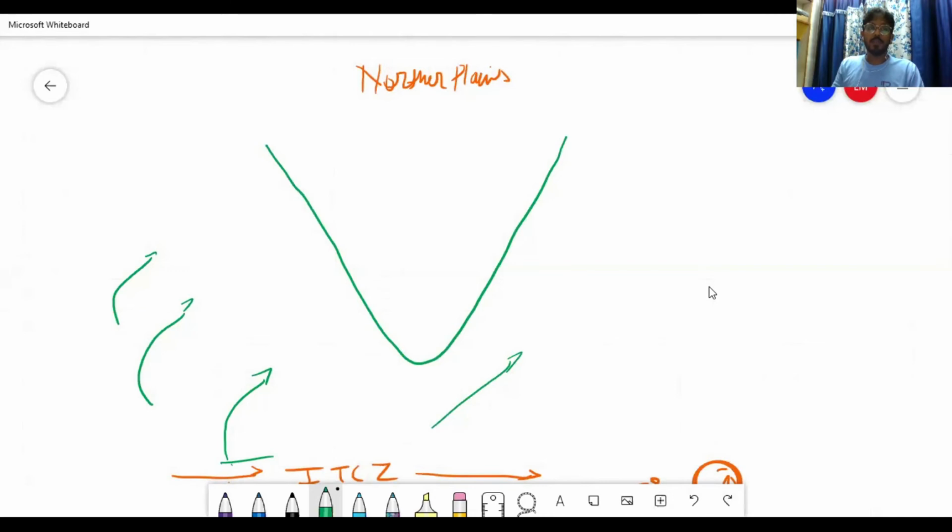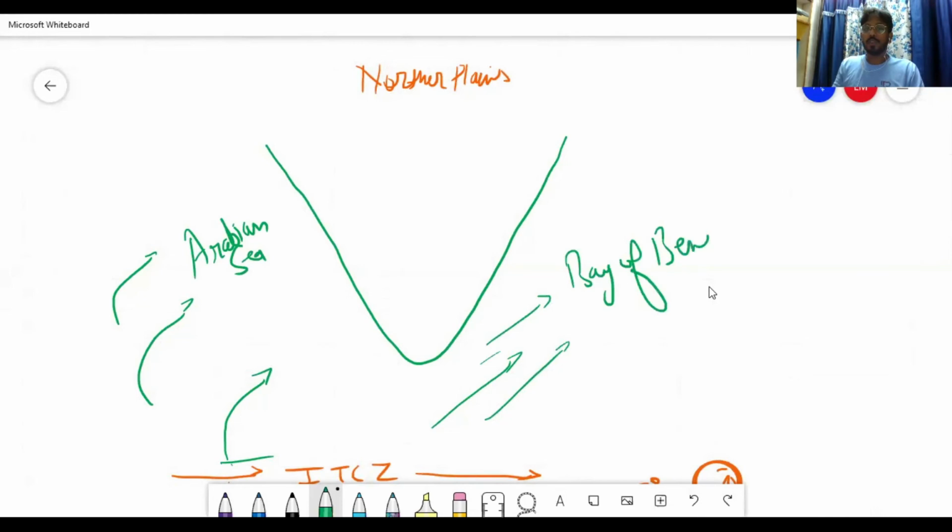Half of the winds will flow in the Arabian Sea, and this part of the winds will flow in the Bay of Bengal, right? So when these winds are flowing, and why are these winds flowing?